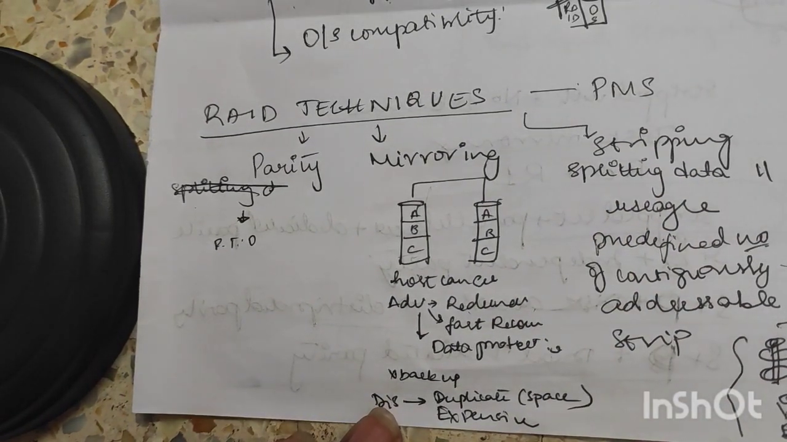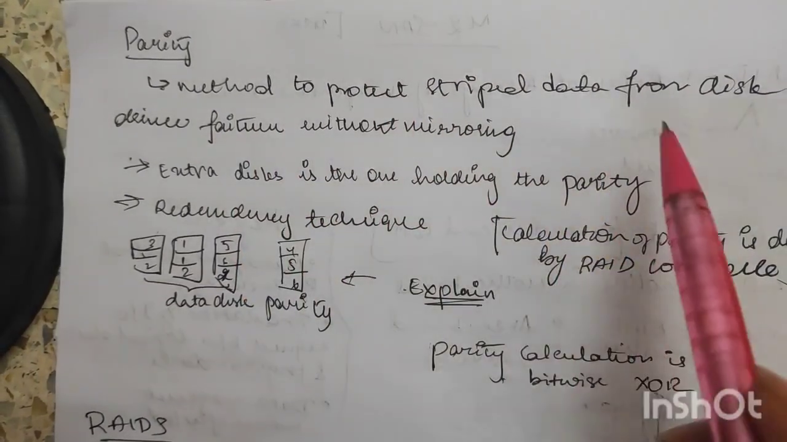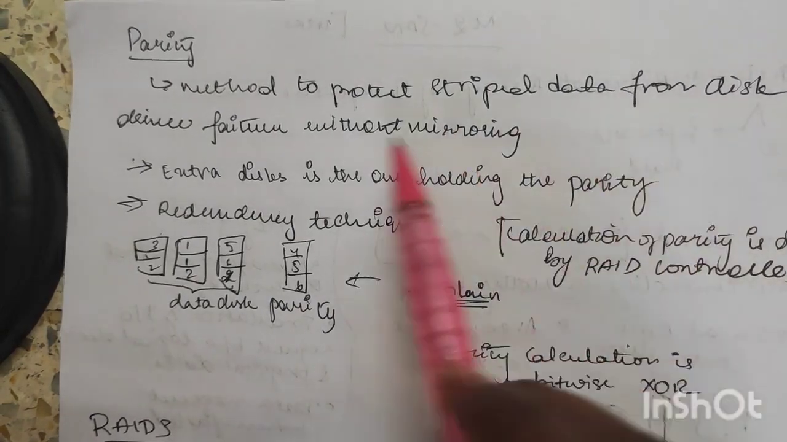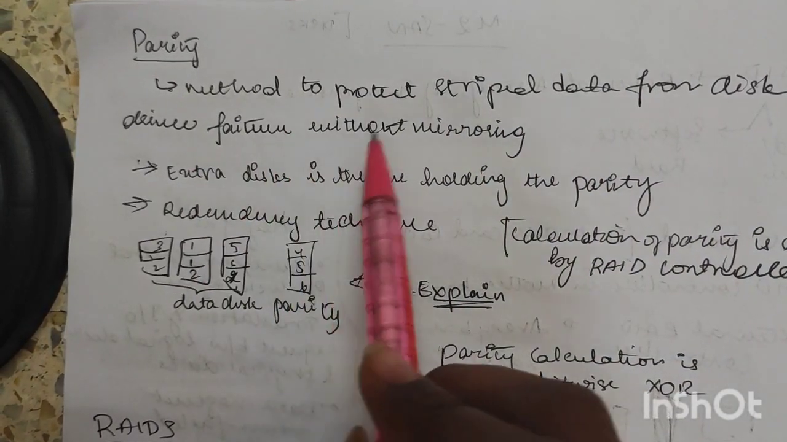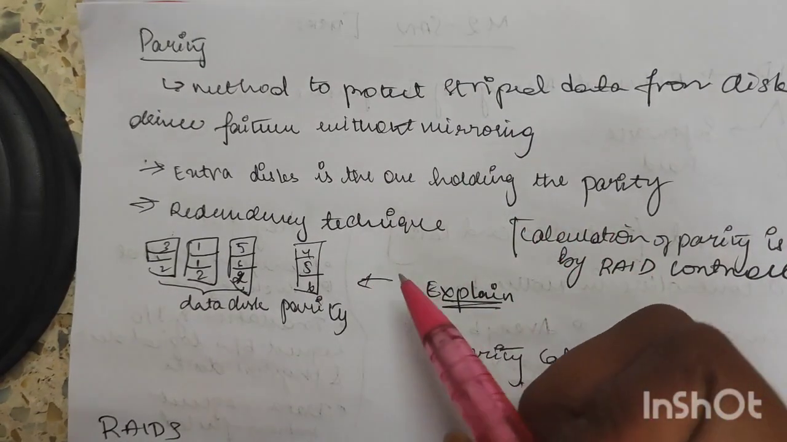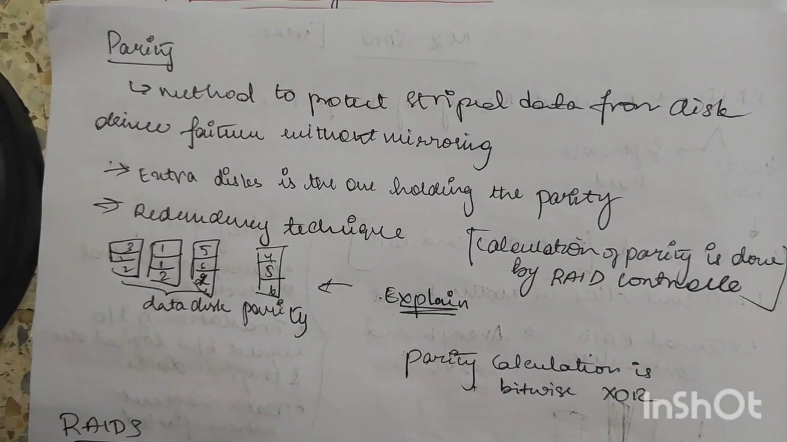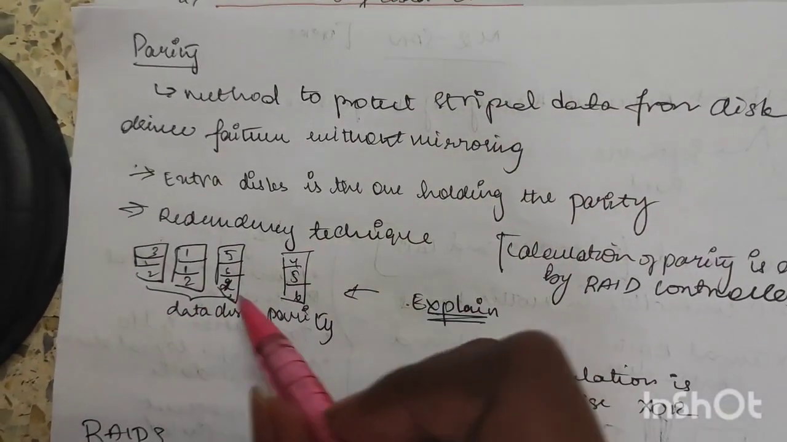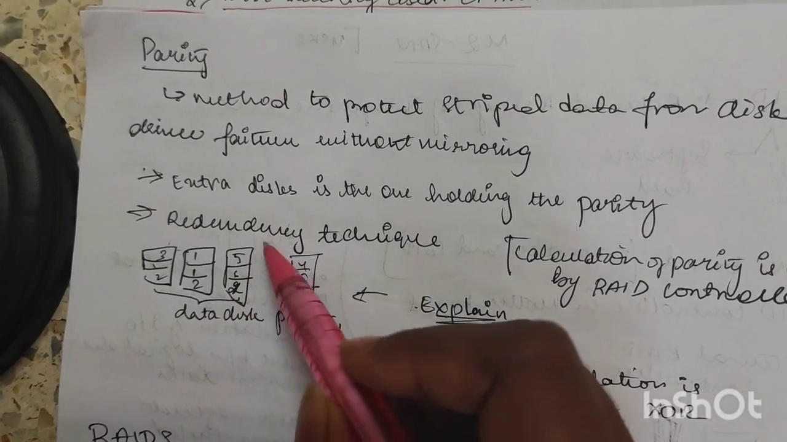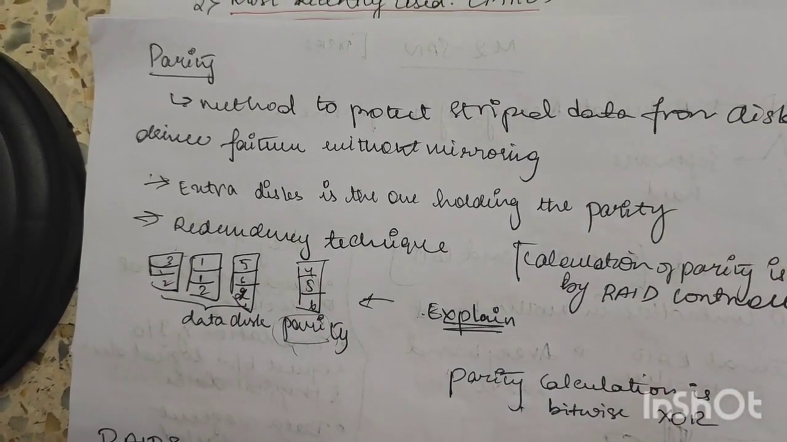Parity, I'll tell you. Parity is a method used to protect striped data from disk drive failure without mirroring it. Mirroring uses a lot of extra disks, right? So instead of doing that, you use parity. That is, you have a redundancy technique, okay? So instead of copying all the data, you're just taking one bit from each storage and making one extra backup device, okay? So this is your parity bit.